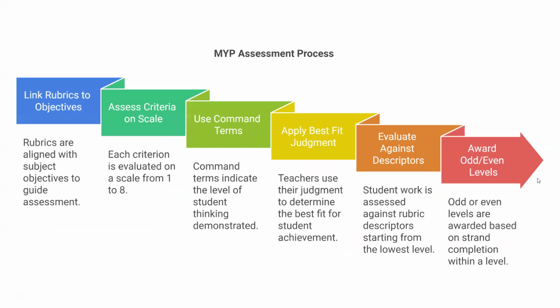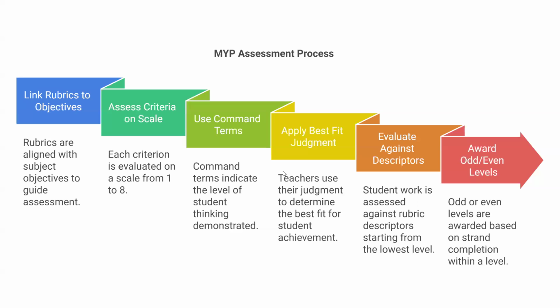Next. Now, what is the process of assessing in the MYP? You link the rubric to the objectives. The objectives are the strands of the criterion. You assess criteria on a scale of 0 to 8, and you use command terms. I showed you that command terms are the Bloom's taxonomy verbs.